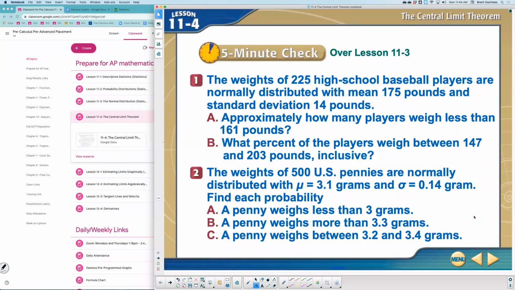Welcome to lesson 11.4. Before we get started on the central limit theorem, let's review what we learned on 11.3, which went over the normal distribution.